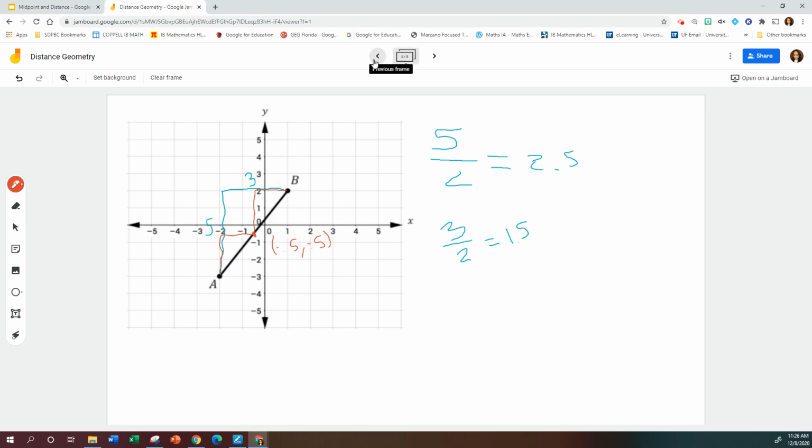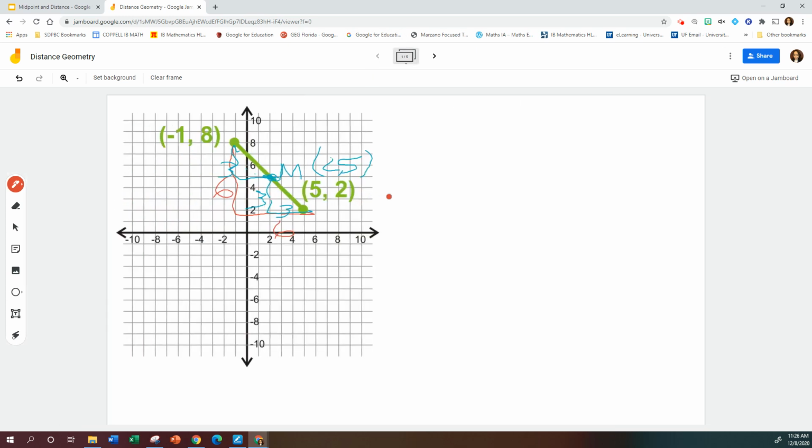So let's actually double check. Hopefully your drawing is better than mine, but if you're not feeling these drawings, how do we find the midpoint? The first thing you want to do is label one point x1, y1, and label the other point x2, y2. Okay, and then the very next thing you want to do is use your formula.